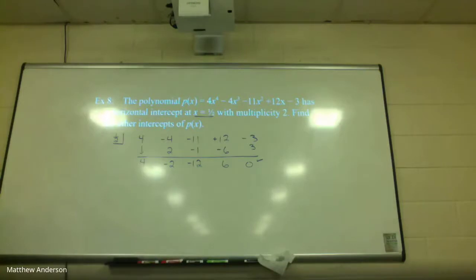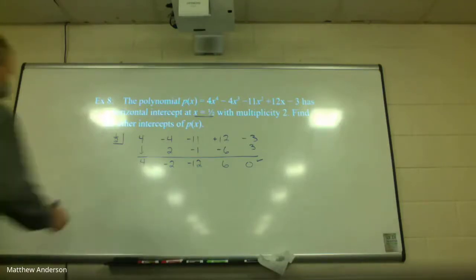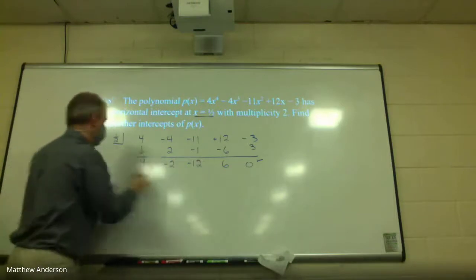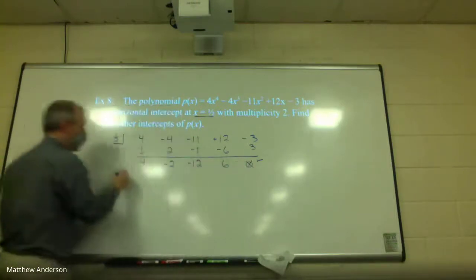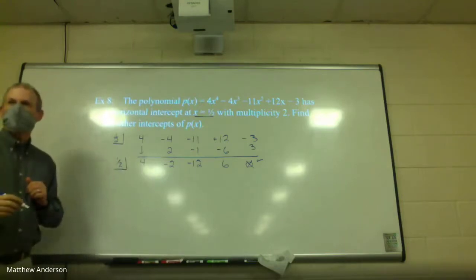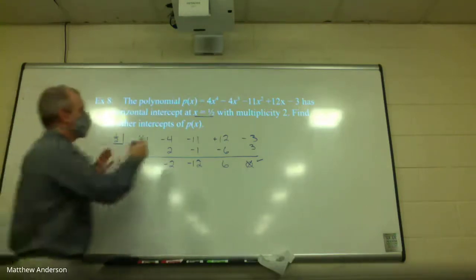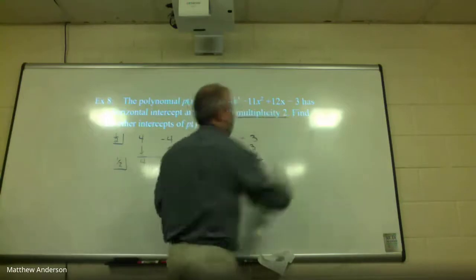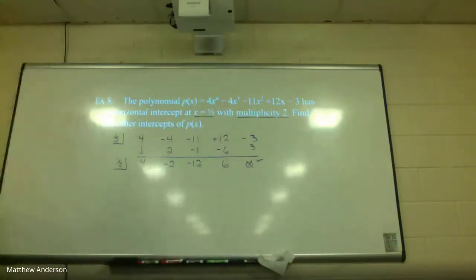Now, what did they tell us? They said we had a multiplicity of 2 for that one, right? So we're just going to take what we have, ignoring the remainder, and we're going to do the same thing again. And the reason we're doing that is because they told us it had a multiplicity of 2. So that factor, that 0, has to occur twice. So we've divided it out once. We're going to divide it out a second time now because they told us it's going to work twice.